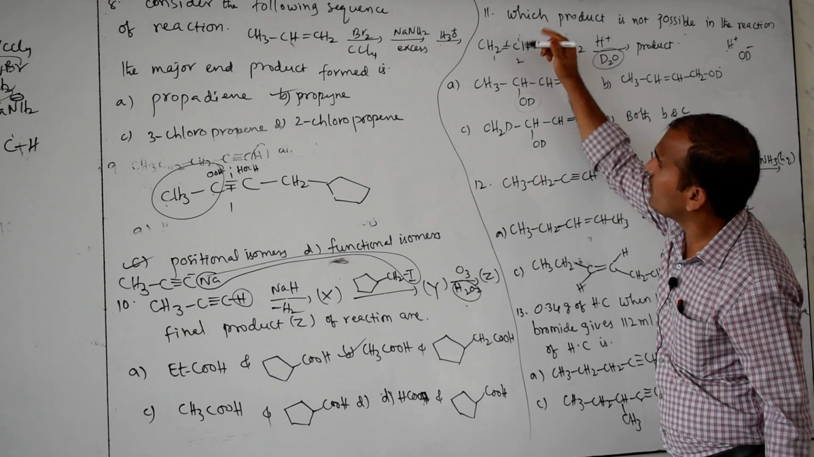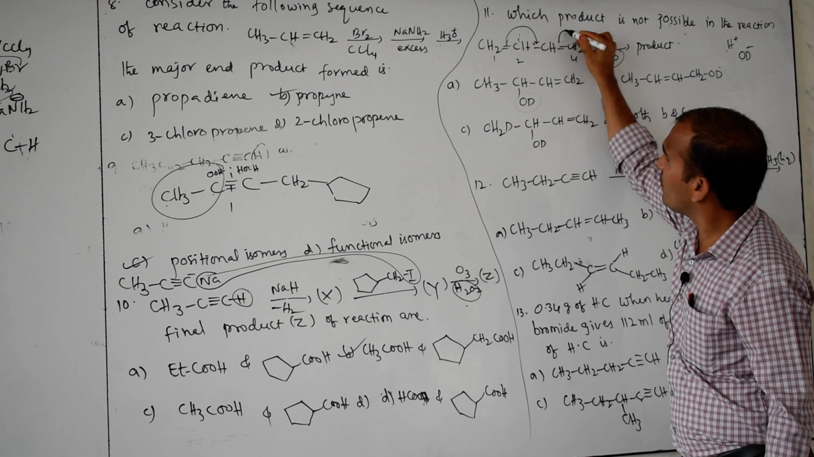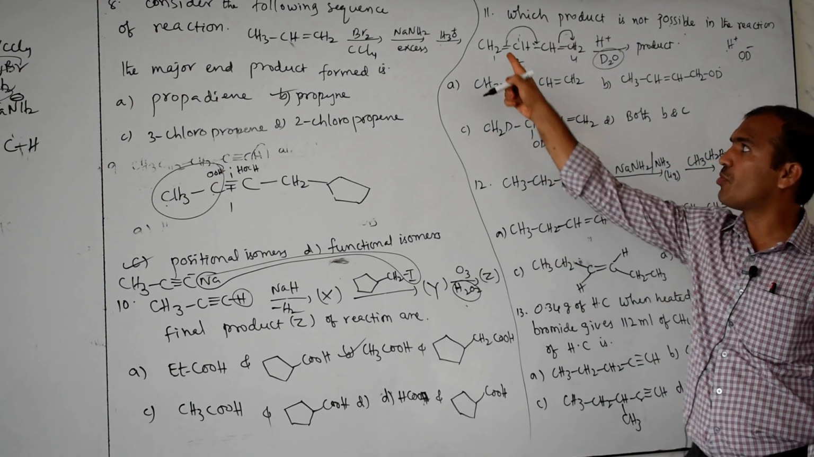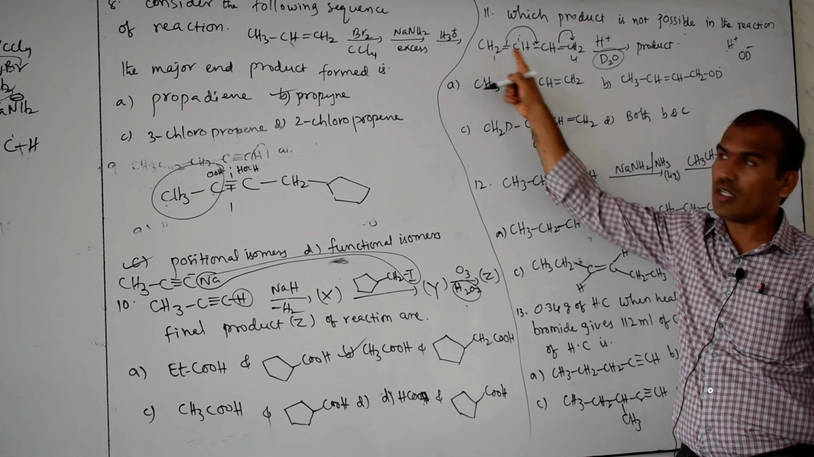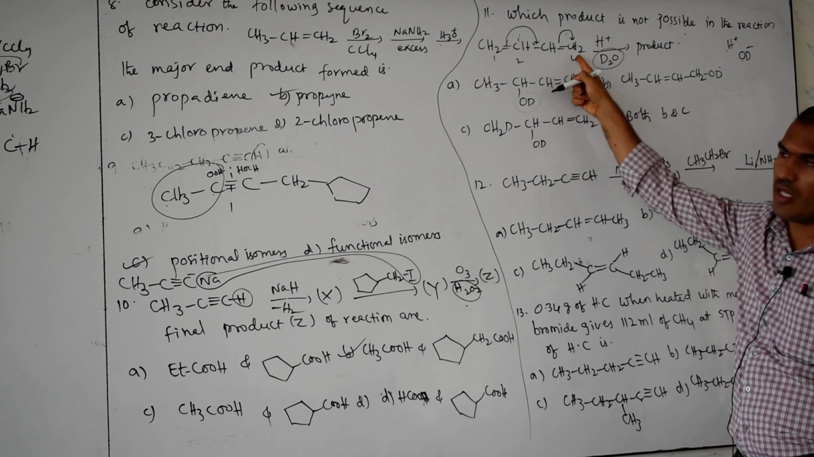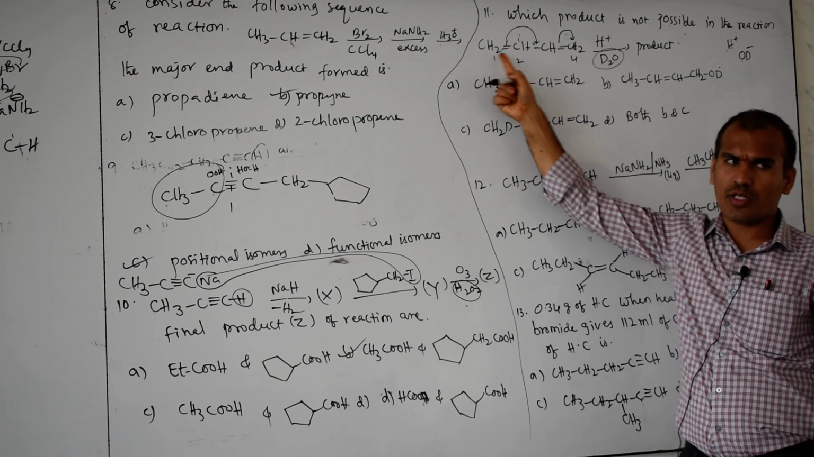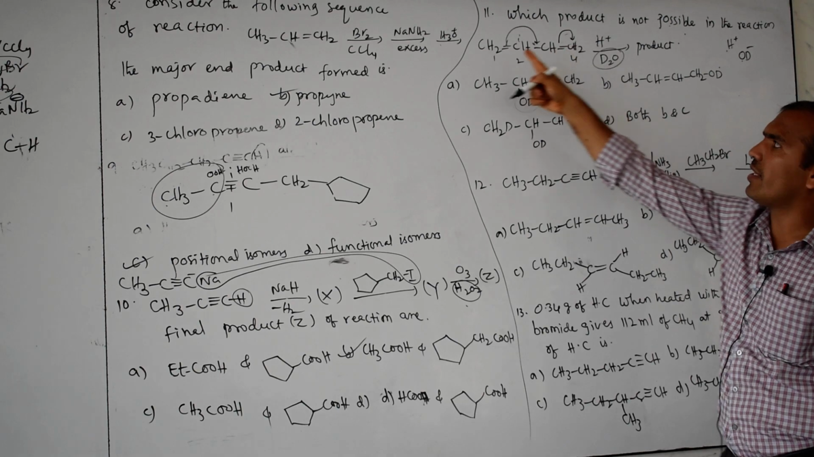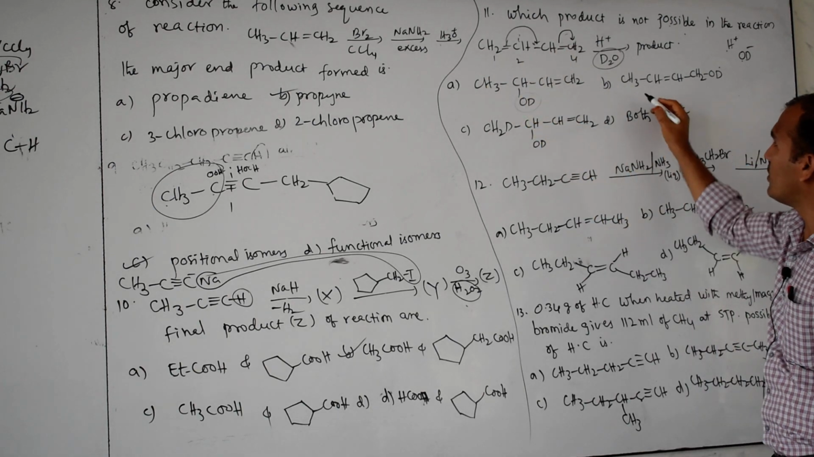This bond is shifted to here. This will shift to here. Then what is the charge of this? Positive. And this? Negative. Here how many hydrogens? 2. Then one hydrogen is added here. Then this is CH3, then CH3.